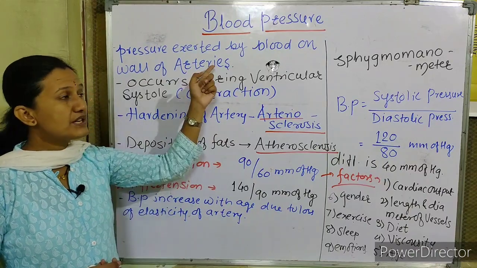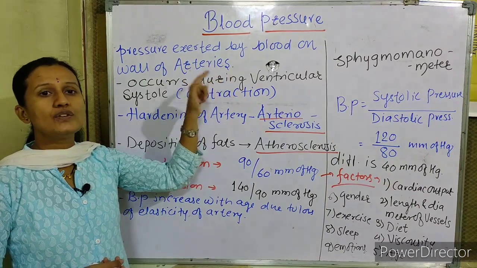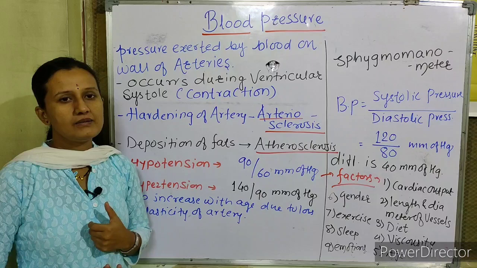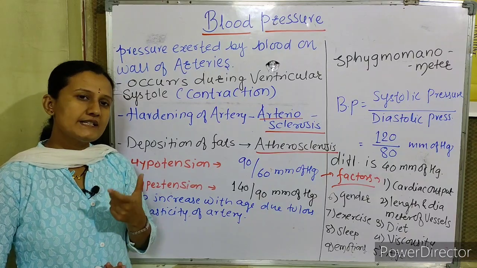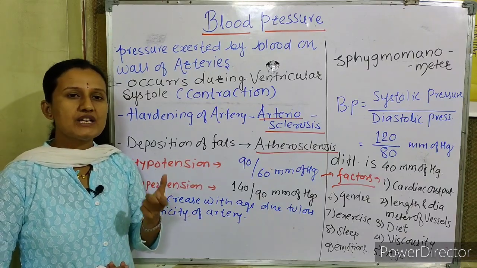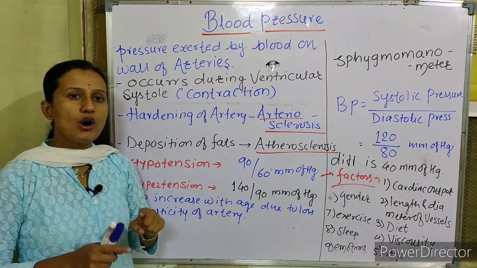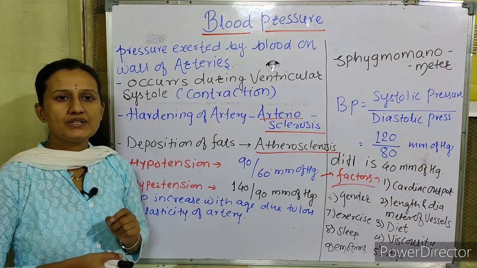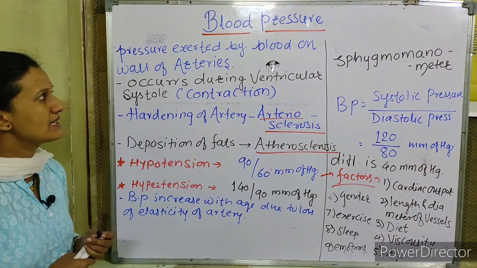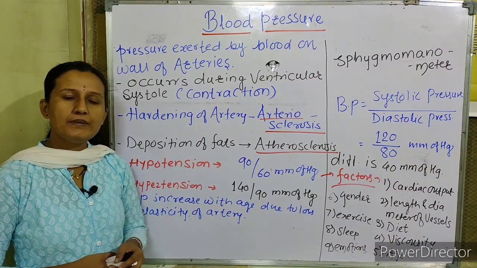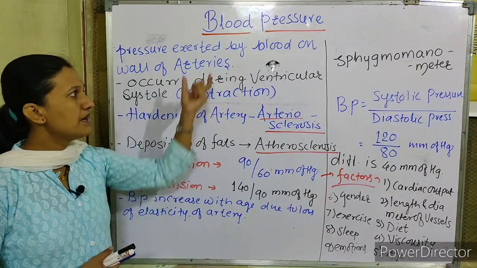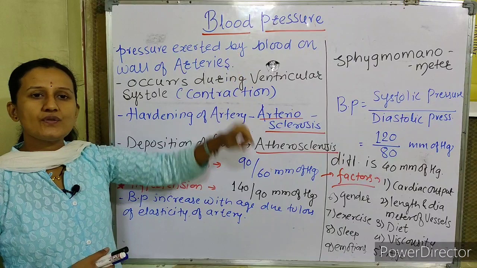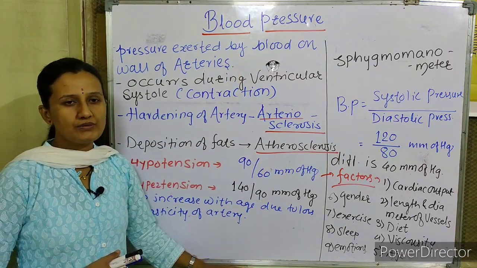And that pressure is exerted on the wall of arteries mainly due to ventricular contraction. Therefore, it is also defined as the pressure exerted by blood on the wall of arteries during ventricular systole, or ventricular contraction, and is called blood pressure, or BP. That blood pressure is measured in terms of columns of mercury.